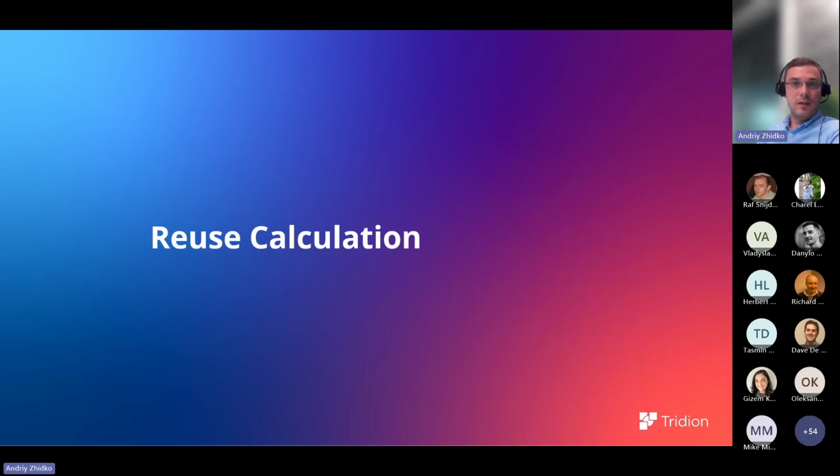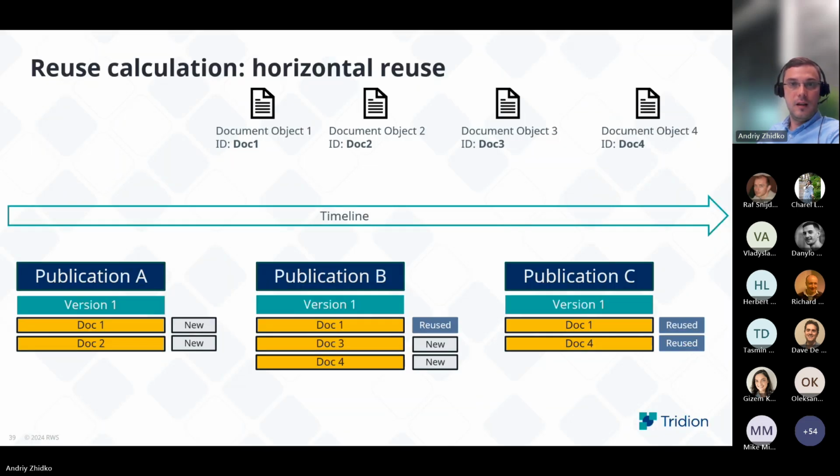Now let's move to the feature details, and first let's understand what is new and what is reused, by following this example on this slide. Let's imagine that we have 4 document objects: document 1, 2, 3, and 4. There's a timeline, as usual.